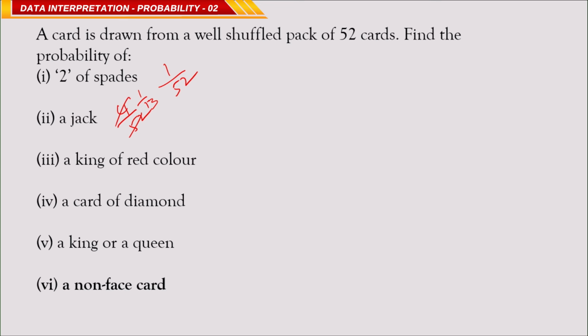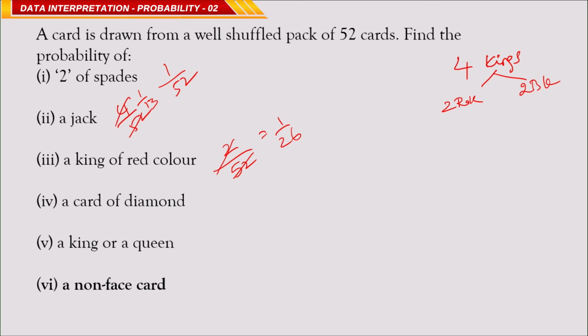Next, a king of red color. Actually, there are 4 kings. Among these 4 kings, 2 are red kings and 2 are black kings, correct. So, what is the given question? A king of red color. King of red color means favorable outcomes is 2, total outcomes is 52. So, the answer is 1 by 26.